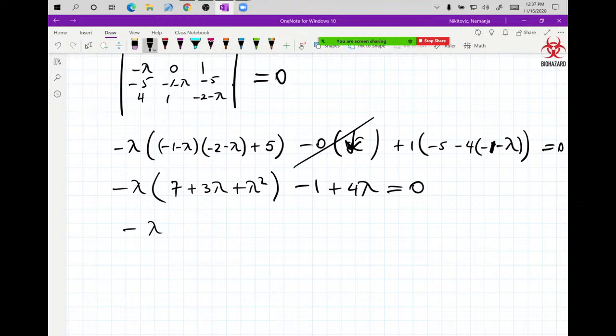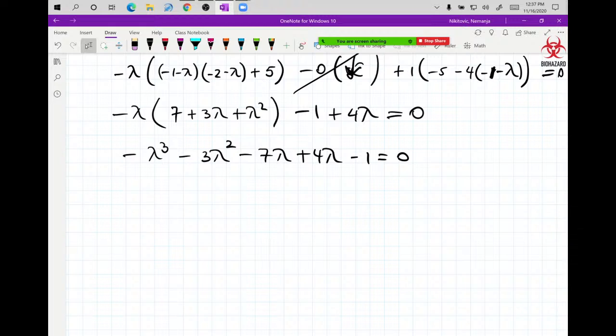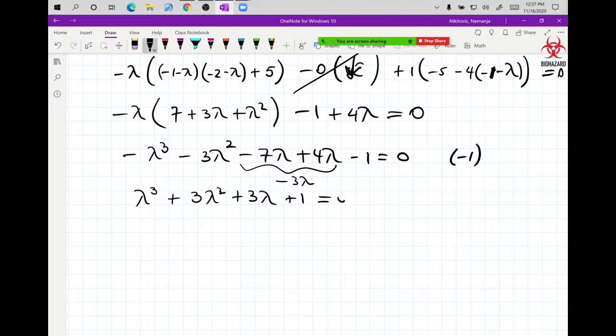I get negative lambda cubed, -3 lambda squared, -7 lambda plus 4 lambda minus 1 equal to 0. And this gives me -3 lambda, and I just multiply the whole thing by a negative sign, so times -1. So we get lambda cubed plus 3 lambda squared plus 3 lambda plus 1 equal to 0.